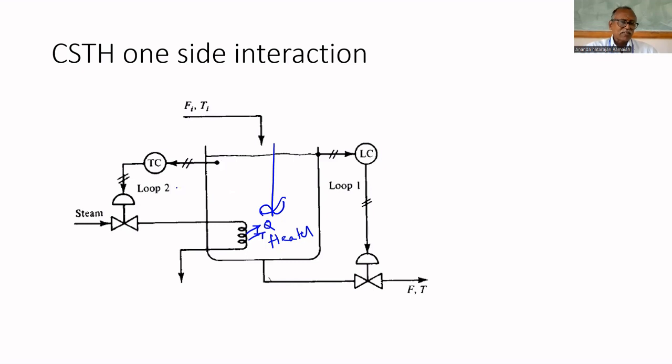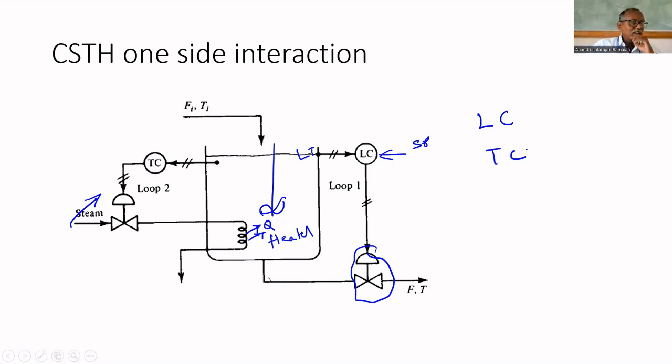So we have to control the temperature. For that, we are manipulating the steam. Another control loop is there, which controls the level. A level transmitter gives its level to the level controller, which regulates the outflow rate so that the level can be controlled. Now two controls are there: one is level control, and the other is temperature control.